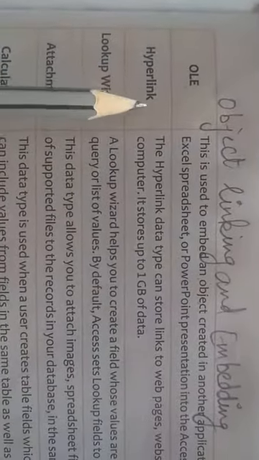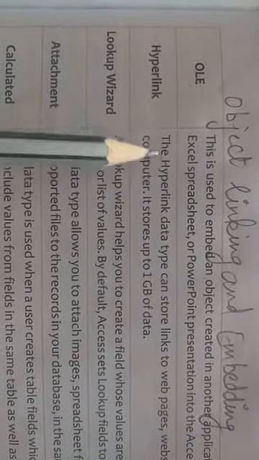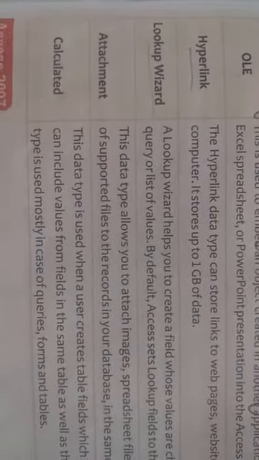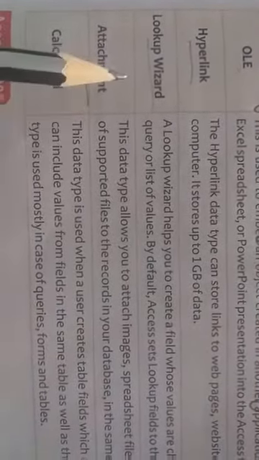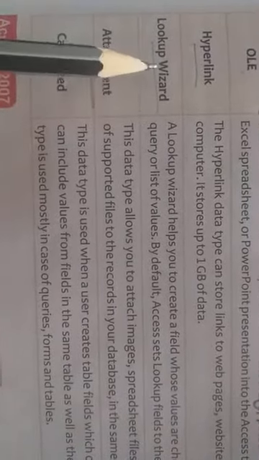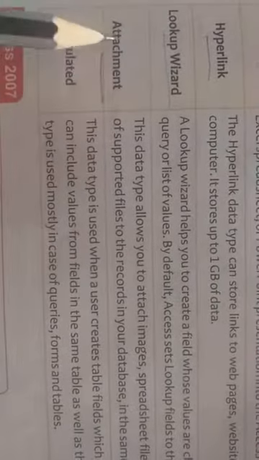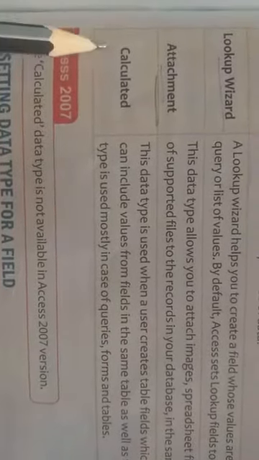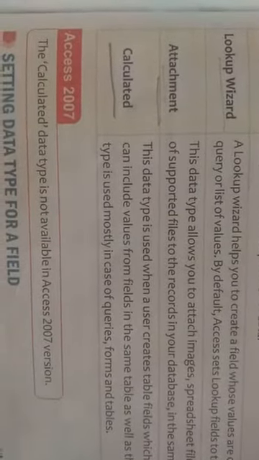After that if we want to provide any type of link, then we will use hyperlink. Same like that, lookup wizard we can use. Attachment, if we want to provide any attachment like any image, any document, then we will use attachment data type. Same like that, if we want to perform any type of calculations, then we will use calculated data type.